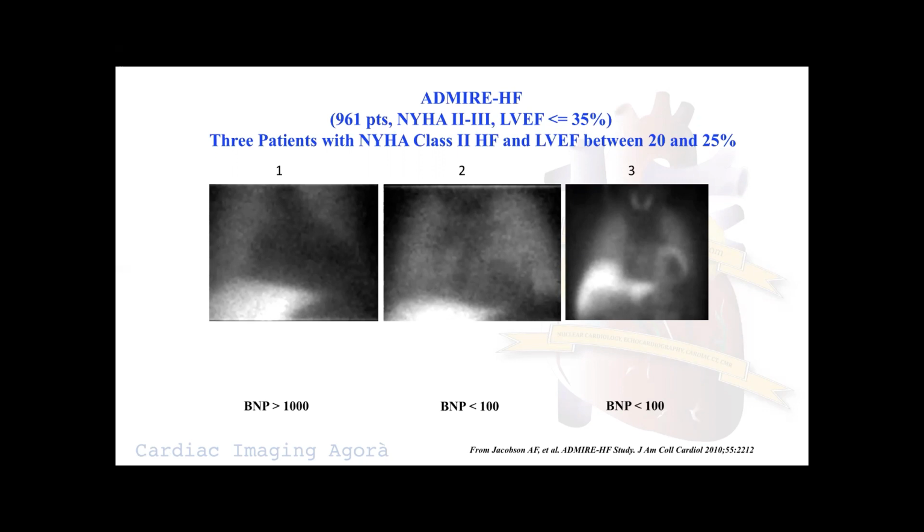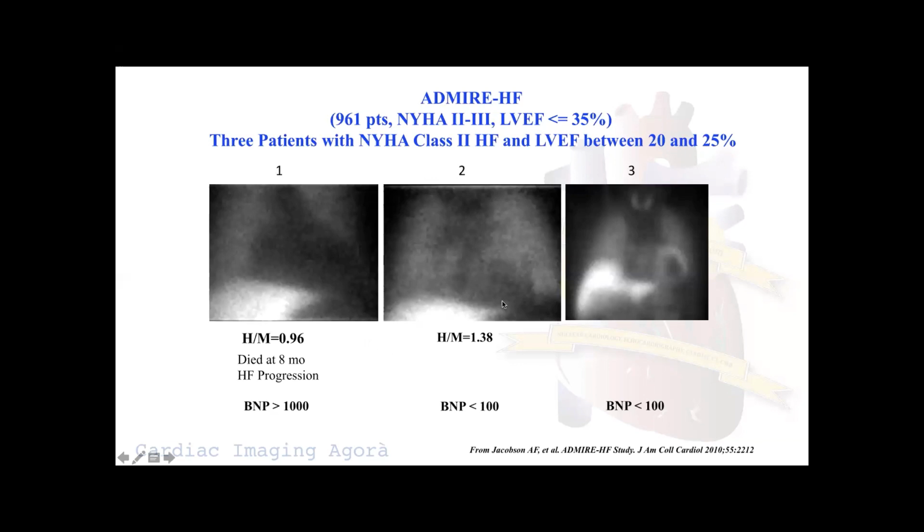In the first case, the value of BNP is very high, higher than 1,000. In the other 2 cases, the BNP is lower than 100. But in this case, the heart to mediastinum ratio is 0.96, so very low. And this patient died 8 months after the MIBG evaluation for heart failure progression.